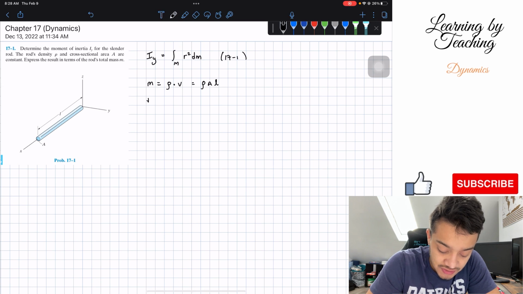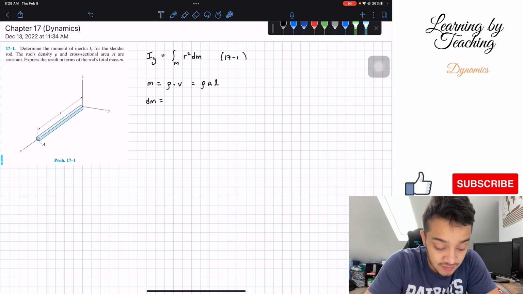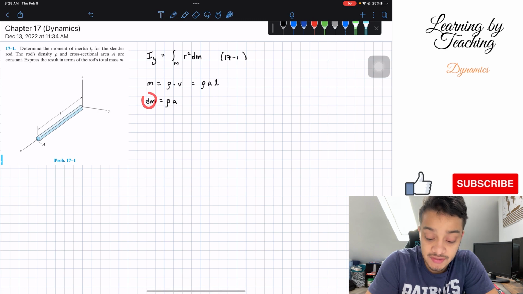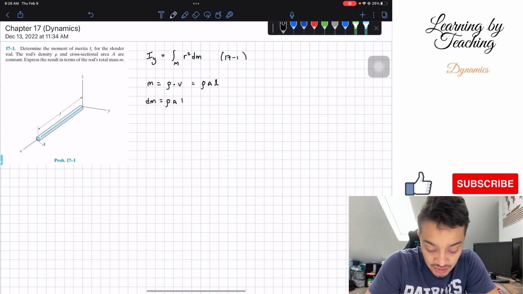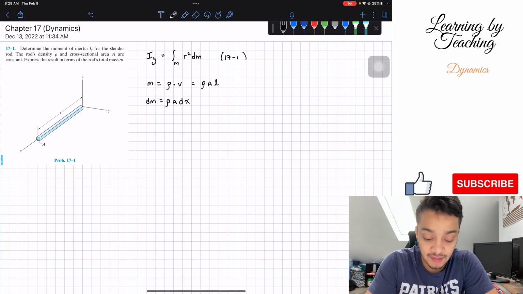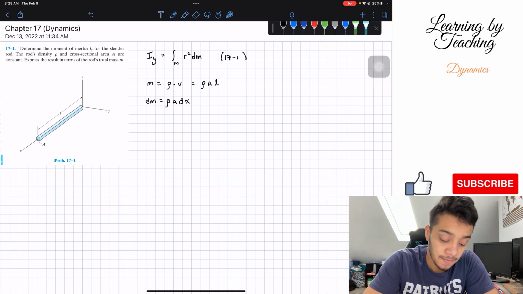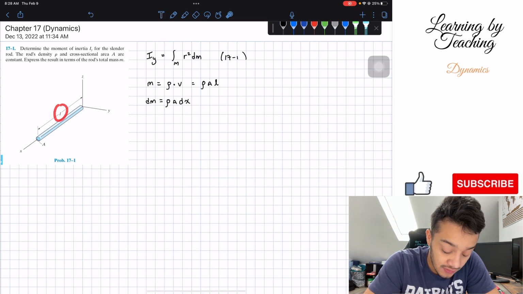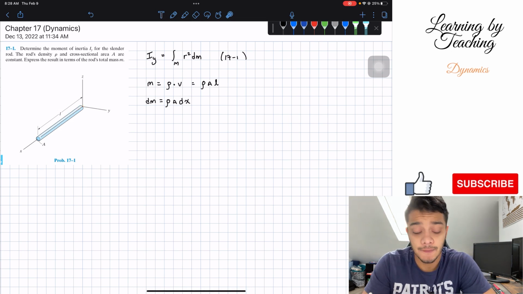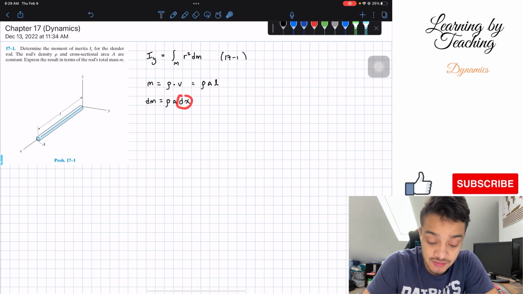If I have a change in mass, and the problem statement is telling me that my rho, my density, and my area are constant, that means my density and area cannot be the source of my change in mass. Therefore, it has to be my change in length, which in this case I'm going to use as the change in the x direction. That is so because our length is from the y-axis in the direction of the x. That's the reason why I'm choosing x.